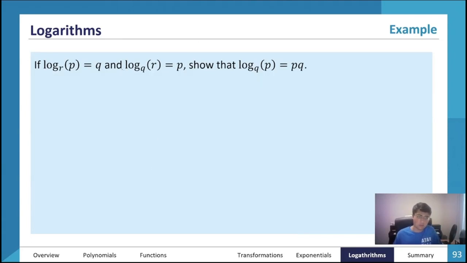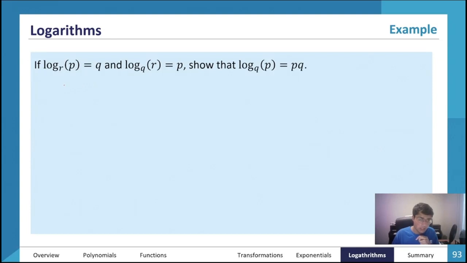This kind of question you most likely won't get on the exam. In fact, I think I took it from a textbook, but it's very good practice to use those little log tricks that we explored earlier. So we have log base r of p equals q and log base q of r equals p. We have to show that log base q of p equals pq.